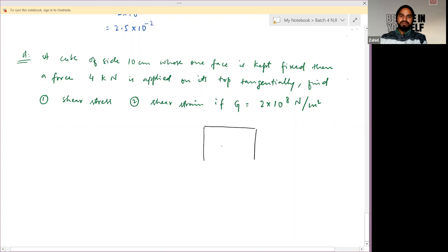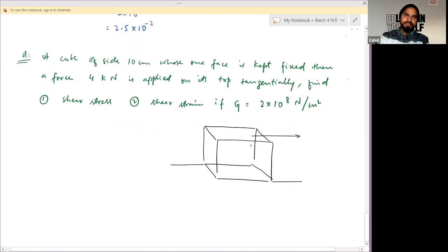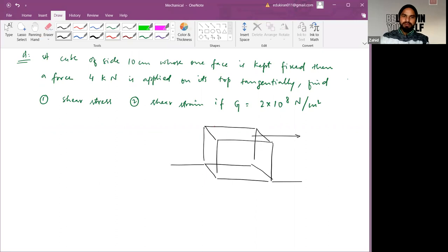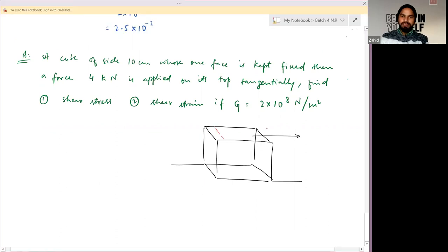Suppose you have a cube like this, whose base is kept fixed, and a force tangential to its top surface is applied, due to which it gets slightly deformed like this.